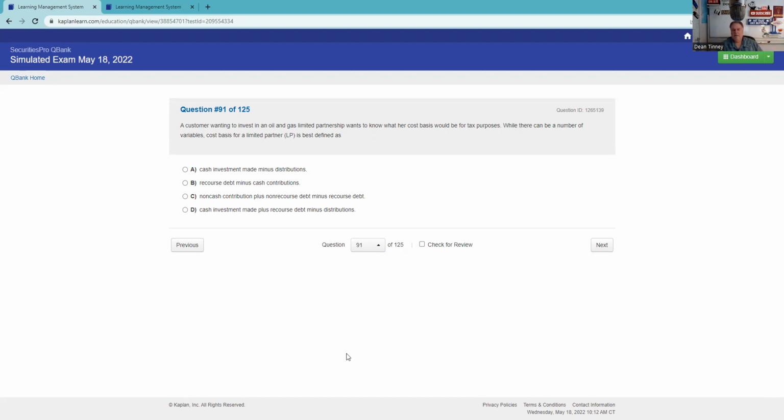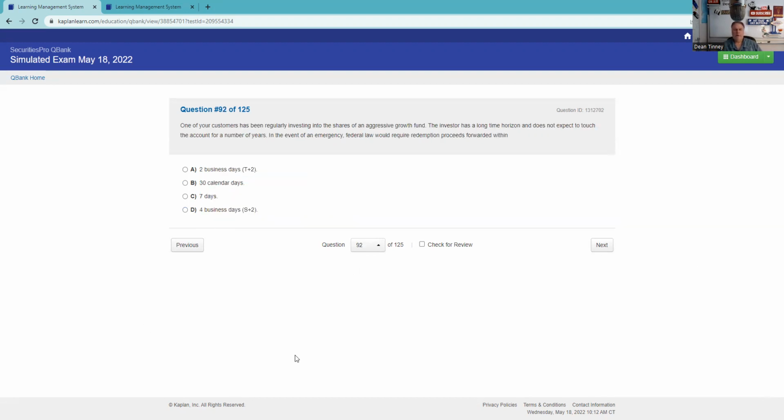Recourse debt minus cash contributions. No. Recourse would add to the cost base. Non-cash contribution plus cash investment plus recourse debt, plus or minus. Now that looks like a good choice here, because recourse debt plus my cash does add to my investment. I may miss this because I always think of recourse, and I don't think of it in the context of an oil and gas partnership, but that's true. So I'm going to go for D. Let's see if I get that right. It's either A or D.